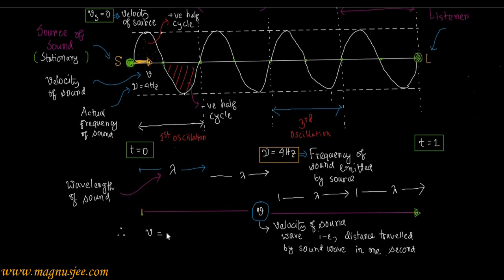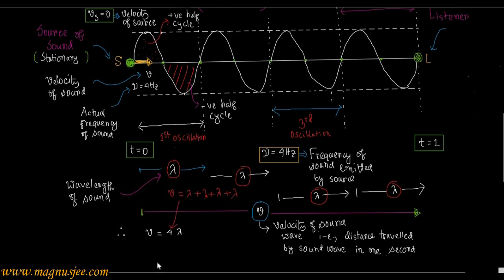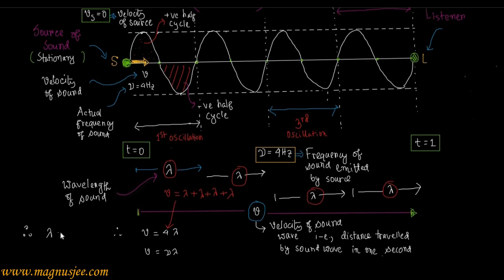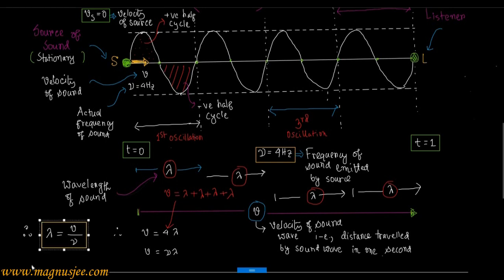Therefore, v is equal to 4 lambda, that is, the distance between the source and listener will be equal to the sum of 4 wavelengths, as the sound wave completes 4 oscillations. That means v is equal to lambda plus lambda plus lambda plus lambda. Therefore, v is equal to 4 lambda, where 4 is the frequency nu. That's why v is equal to nu lambda. As v equals nu lambda, lambda can be written as v divided by nu.